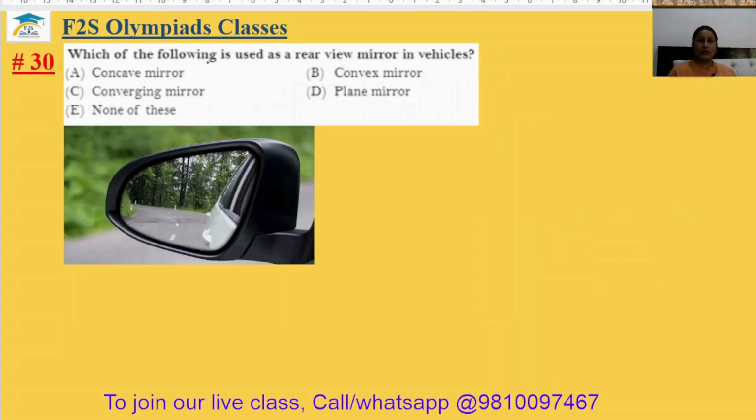Question number 13. Which one of the following is used as a rear view mirror in the vehicle? So rear view mirror is the convex mirror. Okay. So 38th answer will be option B.